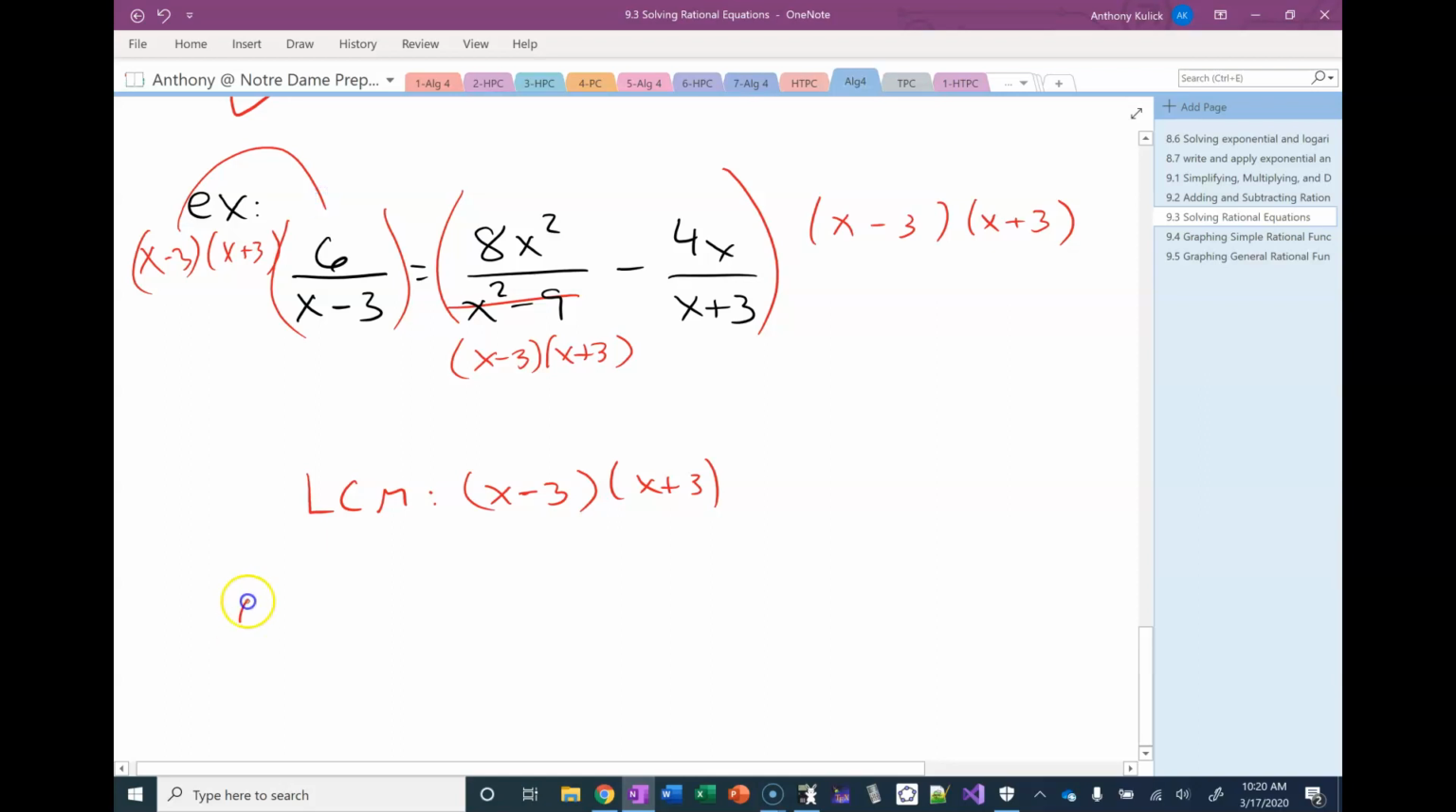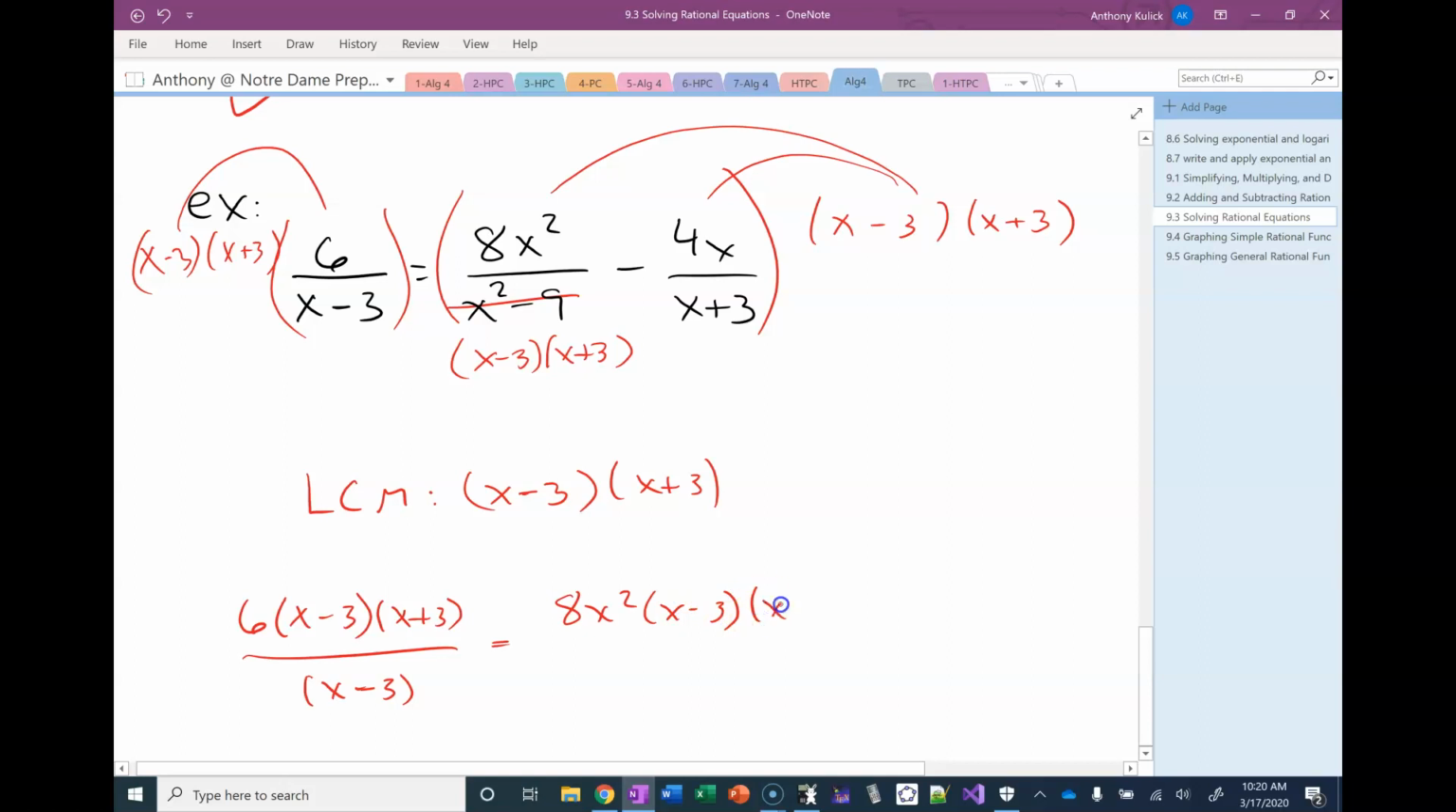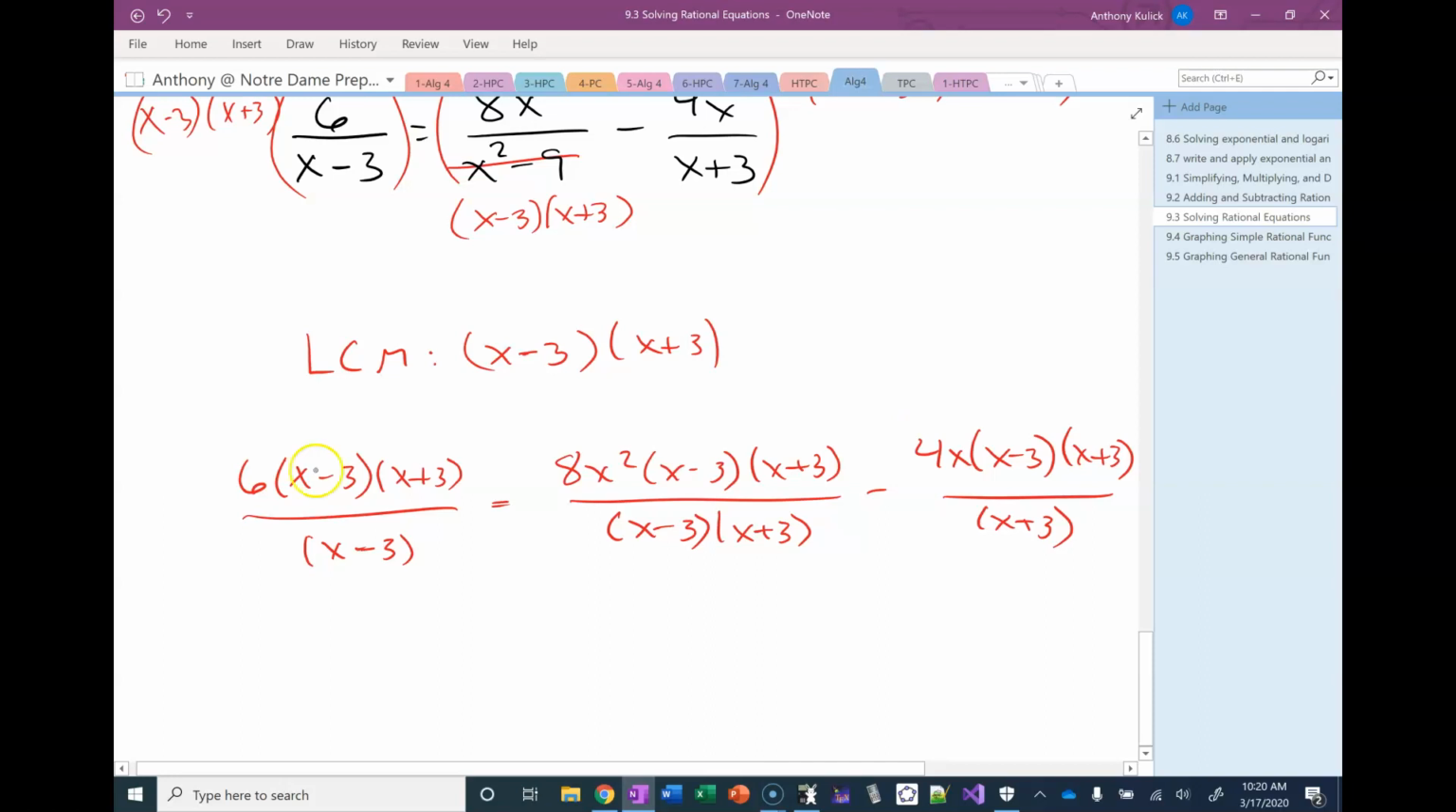So I multiply here. I get 6 times (x minus 3)(x plus 3) over x minus 3 equals, and then this will distribute, so I have 8x squared times (x minus 3)(x plus 3) over (x minus 3)(x plus 3) minus 4x times (x minus 3)(x plus 3) over x plus 3. So this looks pretty bad right now, but it's about to get a lot nicer because we're going to reduce. So the x minus 3's cancel, the x plus 3's cancel.